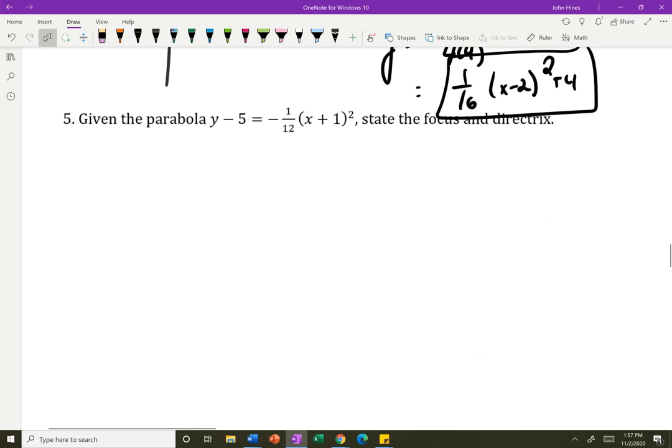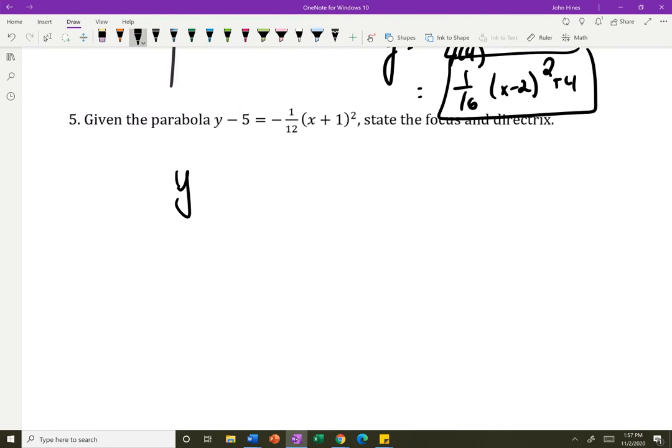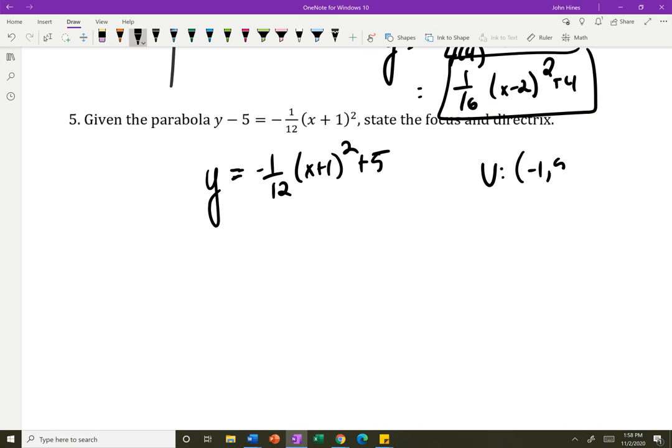I think this is finally the last question of this lesson. Given the parabola here, so I gave you the equation. Well, I don't like this equation because that 5's got to get kicked to the other side. So I'm going to add 5 to the other side, and boom, that's much nicer. Well, what do I know about this parabola? Well, think back to the last lesson. We know the vertex is -1, 5.